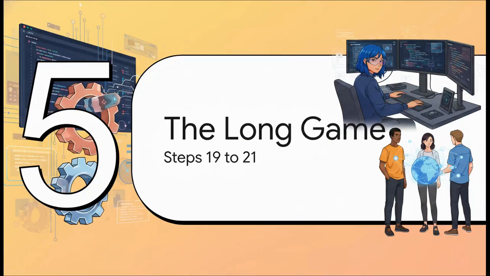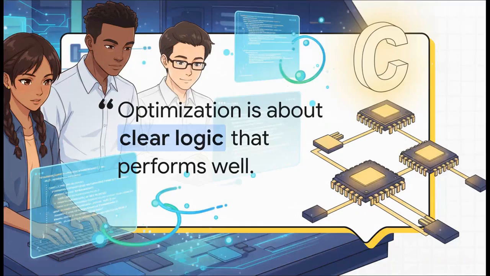And finally, we arrive at Phase 5, the long game. This covers Step 13 and Steps 19 through 21. As you polish your skills for the professional world, here is a crucial point to remember. Optimization is not about writing tricky logic. It is about writing clear logic that performs well. Sure, C gives you incredibly fast execution and a wonderfully tiny memory footprint, but you achieve that through simplicity and predictability, not by trying to be overly clever with your code.